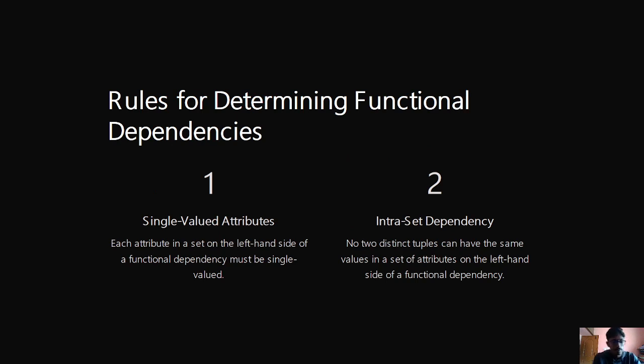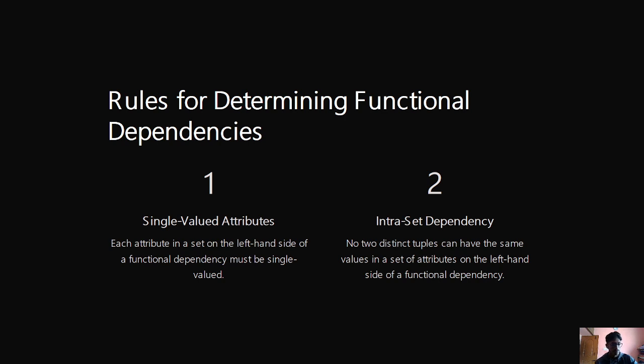Rules for determining functional dependencies. Determining functional dependencies is crucial for database normalization and ensuring data integrity. Here are the rules. Single valued attributes. If each instance of one attribute in a relation uniquely determines the value of another attribute, then a functional dependency exists. Composite attributes. In cases where attributes consist of multiple sub-attributes, functional dependencies can still be defined based on subsets of composite attributes.